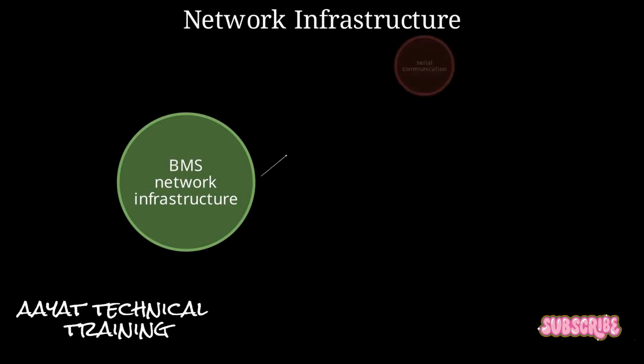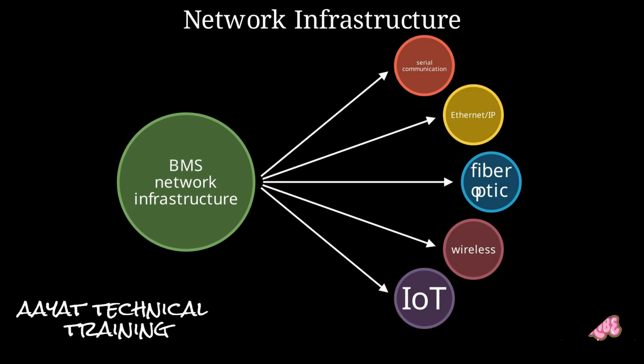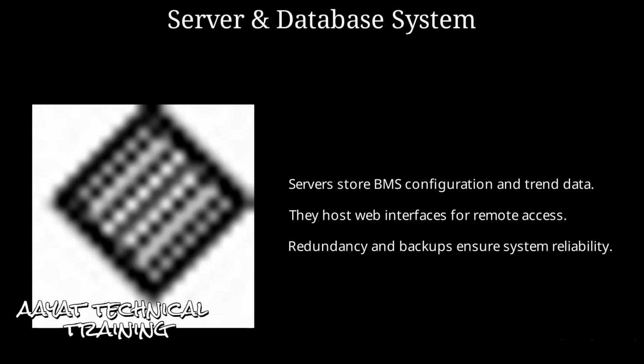A stable network infrastructure is essential for BMS communication. It includes serial connections, Ethernet, IP, fiber optic backbones, and wireless technologies like Wi-Fi and Zigbee for modern IoT integration. The server and database system stores all BMS configuration, trend data, and logs. It hosts web interfaces for remote monitoring and ensures redundancy and backups for system reliability.